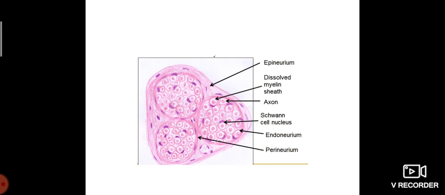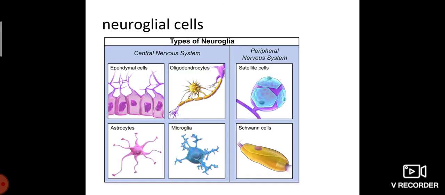So this is about the structure. In this structure you can see the outermost is epineurium, then this is the perineurium, and the innermost one is the axon or the nerve fiber, which is surrounded by endoneurium.